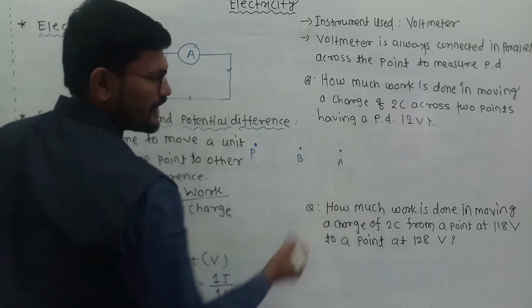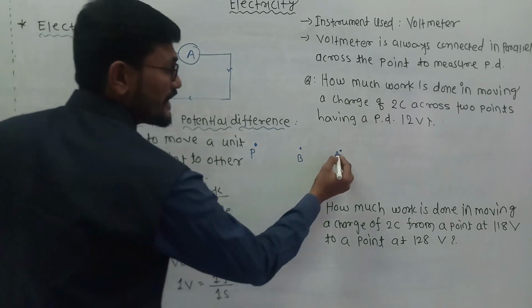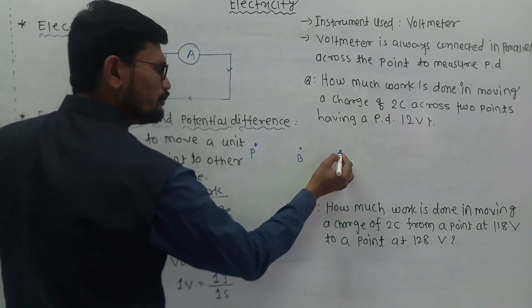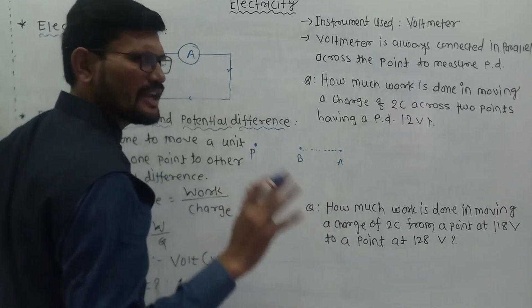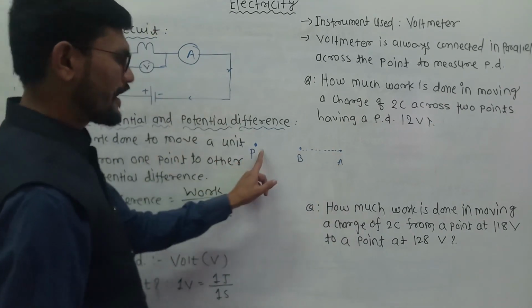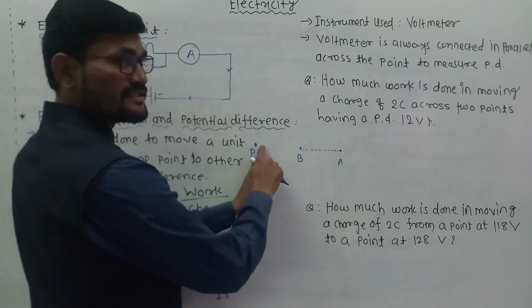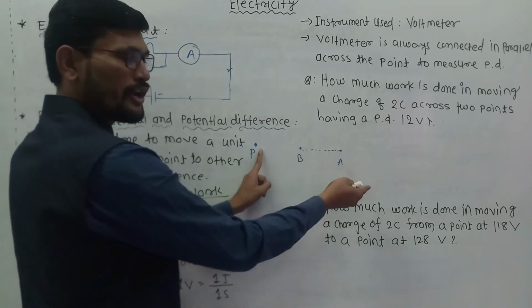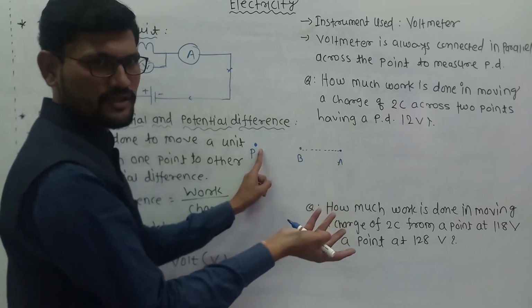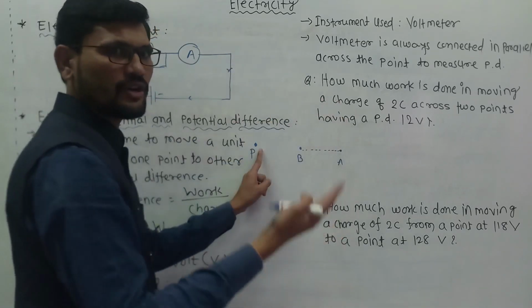Now I have taken one charge which is called the test charge, placed at a point A. To bring that charge from A to B, I need not do any work at all, because this charge has its influence up to point B only. Beyond point B, it doesn't have any influence. So I can move anywhere without doing any work.